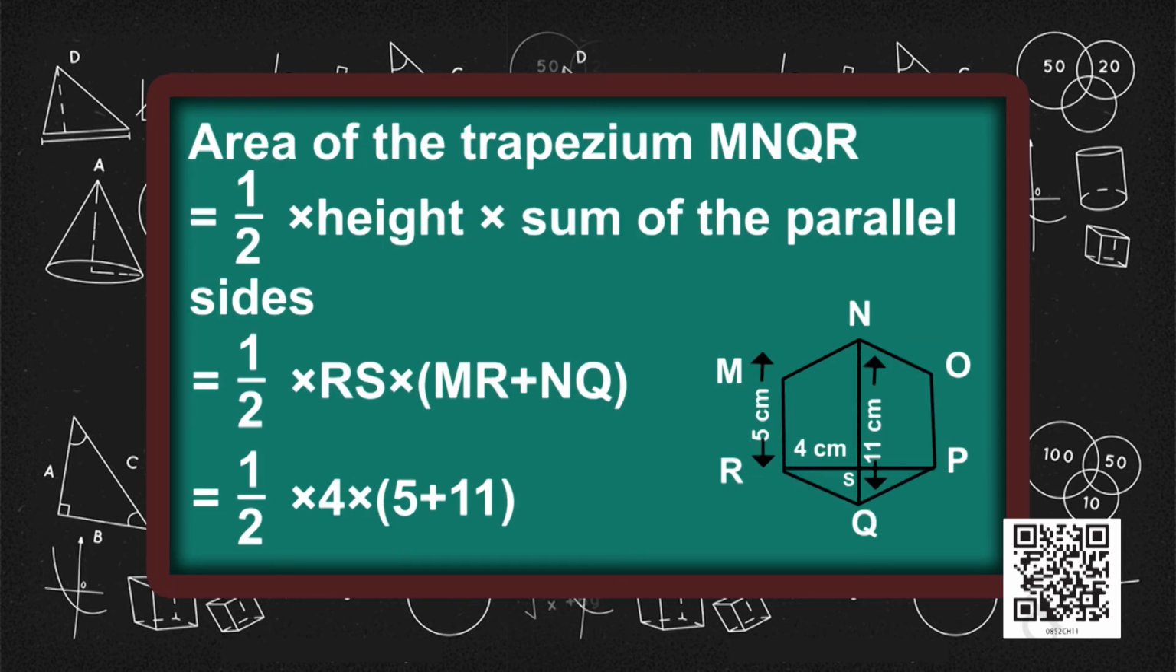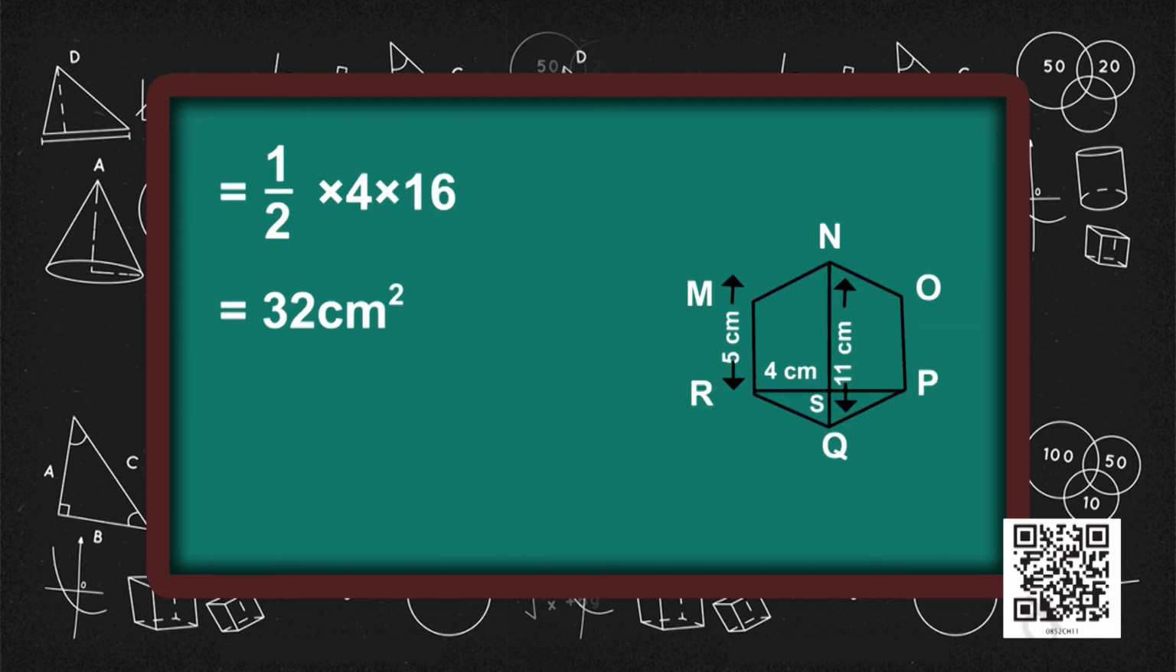So, for the trapezium MNQR, we can find the area. Area of the trapezium MNQR is equal to half into height into sum of the parallel sides, which is equal to half into RS into (MR plus NQ), which is equal to half into 4 into (5 plus 11), which is equal to half into 4 into 16, which is equal to 32 centimeter square.